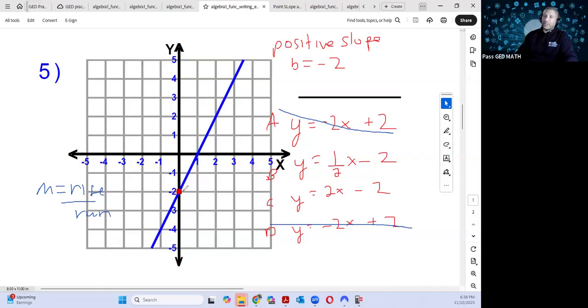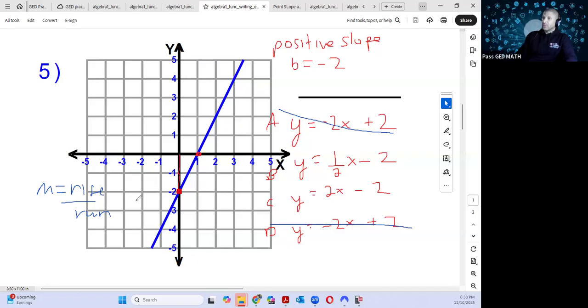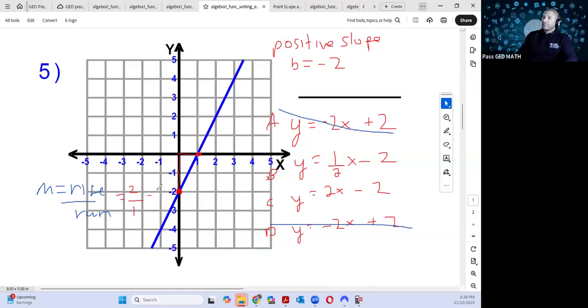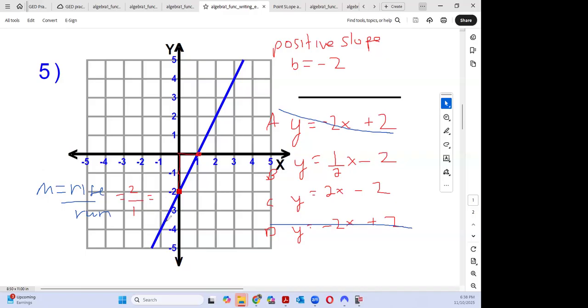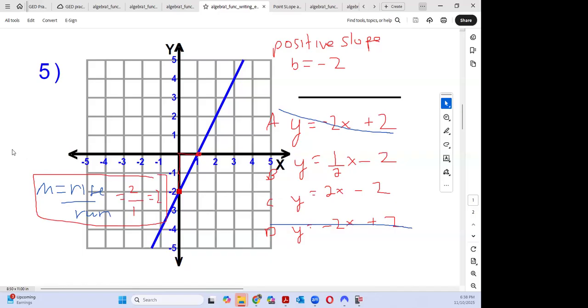Okay, using rise and run from this leftmost point, how many do I need to go up to get to that second point? 1, 2. I need to go over how many? 1. So 2 over 1 can reduce to what? 2. So I know my slope is 2. I know my y-intercept is -2. What option is that? C.